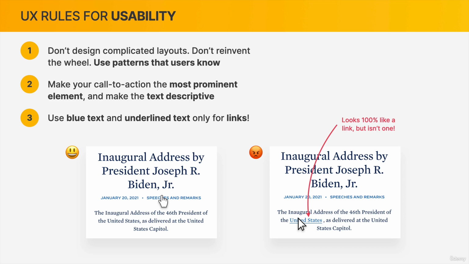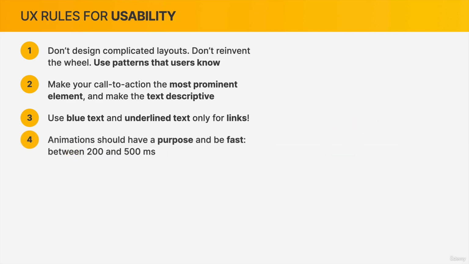Next up, if you use animations in your design, make sure that they actually have a purpose and that they are fast. So don't use animations just because you can, because that might leave users confused, and many times it simply doesn't look professional. Also, make sure that your animations are fast, like between 200 and 500 milliseconds, because otherwise your users will perceive the interface as being slow and sluggish. So no one wants to wait for some animation to finish, right?